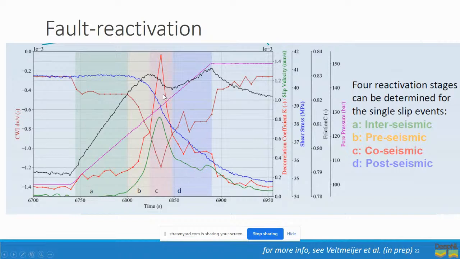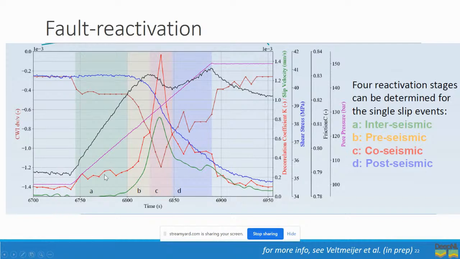At the moment you have the biggest slip event, you also have the largest decorrelation coefficient. So you can use your seismic decorrelations to predict or to forecast when you have your slip events. If you look at a little bit more detail, then you could say in the moment that you don't have any pore pressure increase, your decorrelation coefficient is really low. And then you start to pump in your fluid, and you increase your pore fluid pressure, and you start to see an increase in decorrelation coefficient.